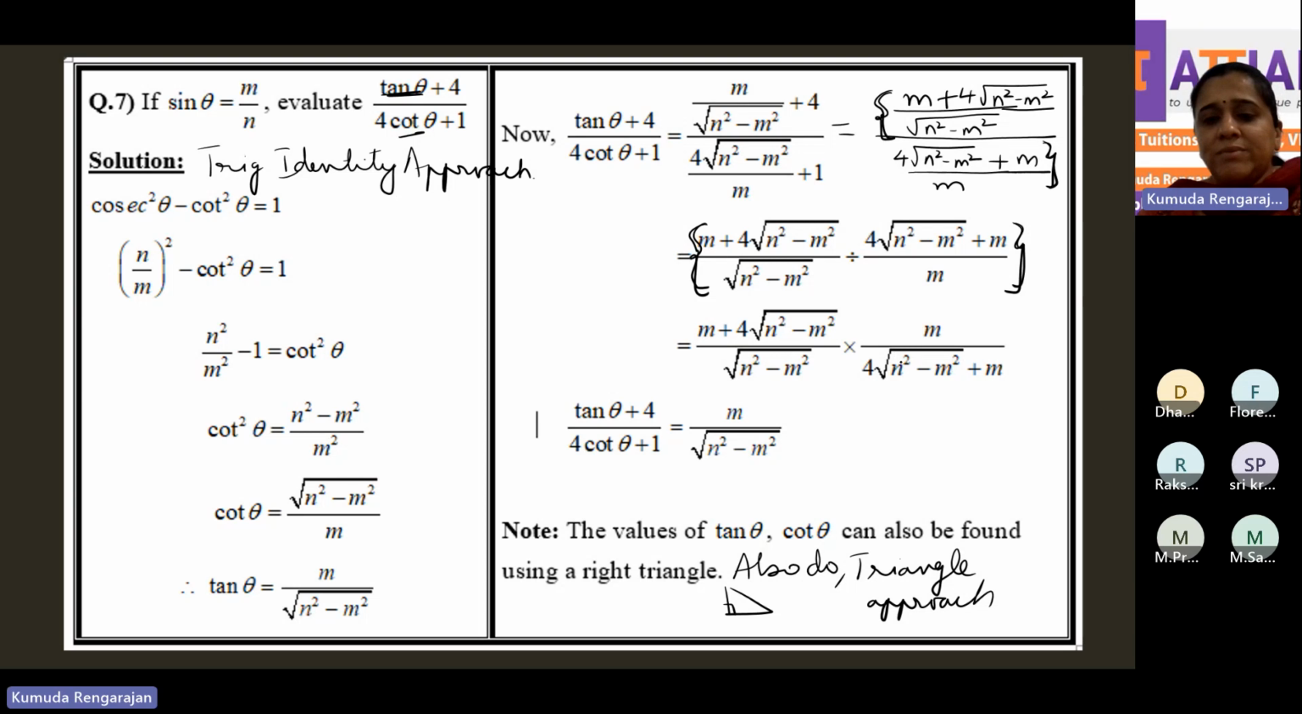So what happens? Look at this expression here. M plus 4 root N square minus M square. Same thing here, you can see M plus 4 root N square minus M square. It's the same thing. This numerator and this denominator are the same. So the answer is M by root of N square minus M square.